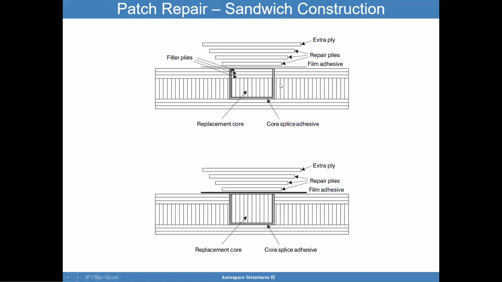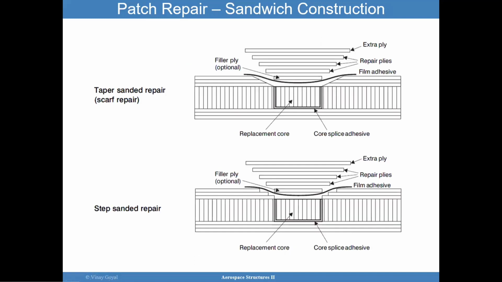Here you have a patch repair for sandwich construction. This core here is removed, and you then put a replacement core with a coarse plies adhesive. And then here you have the feeder plies, and then you will apply the extra plies. These top plies here allow keeping the inner plies bonded very well. Again, you're going to have repair plies in here. And so here's just a repetition of the picture above.